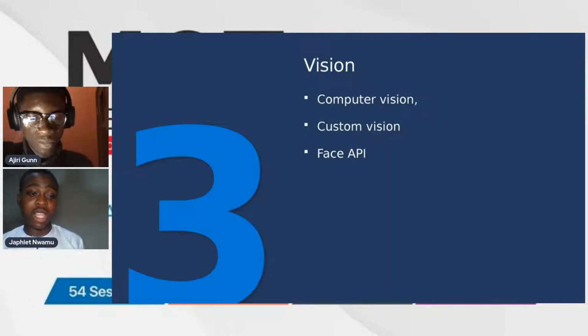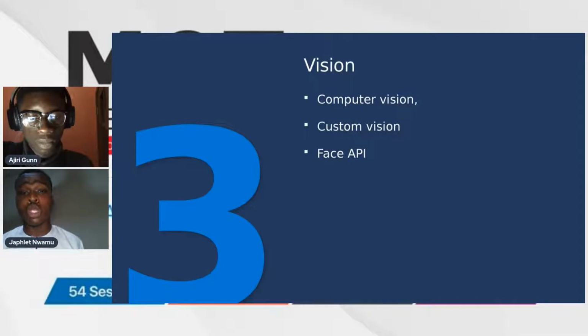Vision service has 3 major parts. The first is computer vision, which we're going to be showing you how it works. With computer vision, you can analyze content in images or in videos. Or you could decide to work with custom vision, which helps you customize image recognition, basically image recognition, object recognition, and others to fit your business needs.